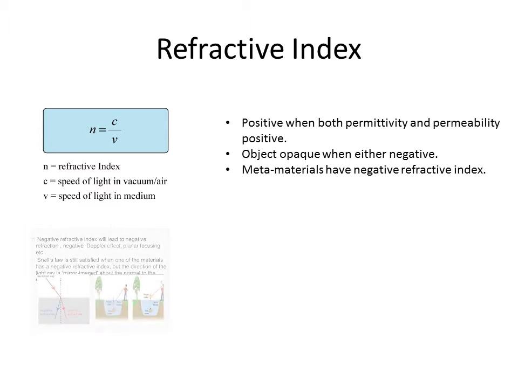If exclusively one is negative, as in the case of surface plasmons, the square roots are imaginary and the material is opaque. But for metamaterials, both epsilon and mu are negative, and hence the negative square root for refractive index must be taken. Negative refractive index can sound very bizarre.